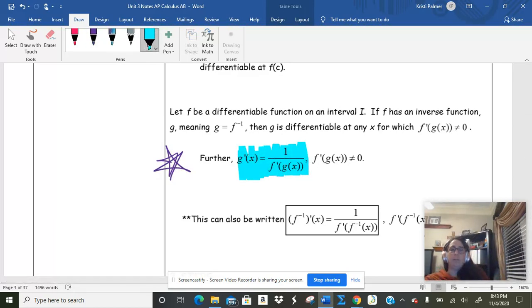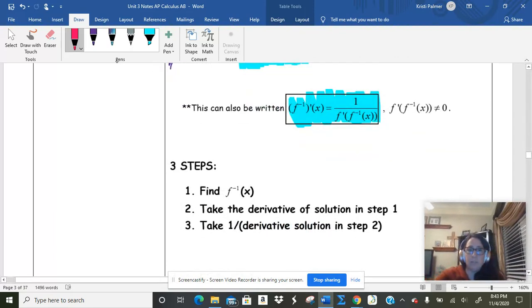If I am looking for the derivative of an inverse here, that is the same as 1 over the derivative of the original function, evaluated at the inverse function at that same value that you're looking to derive for. So I like to think of this in 3 steps. First, find f inverse of x. That's kind of what we just did, okay? I'd say, where does f of x equal that value that we're looking for, and get some answer.